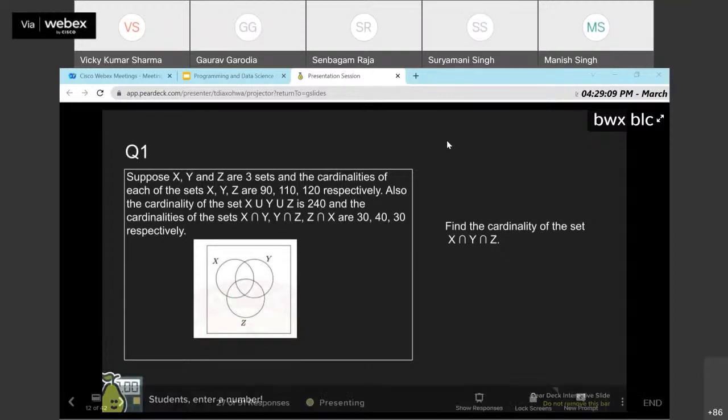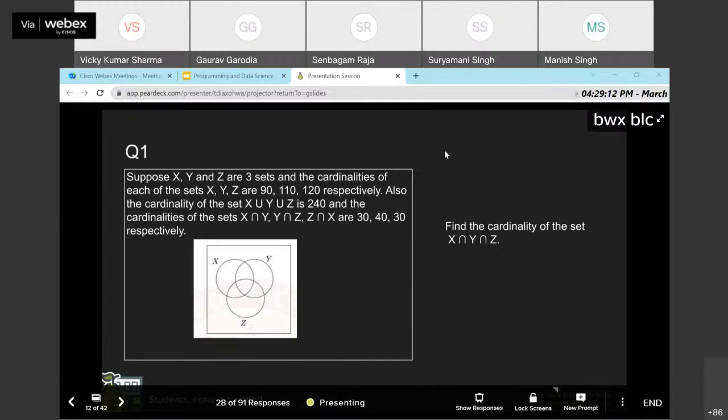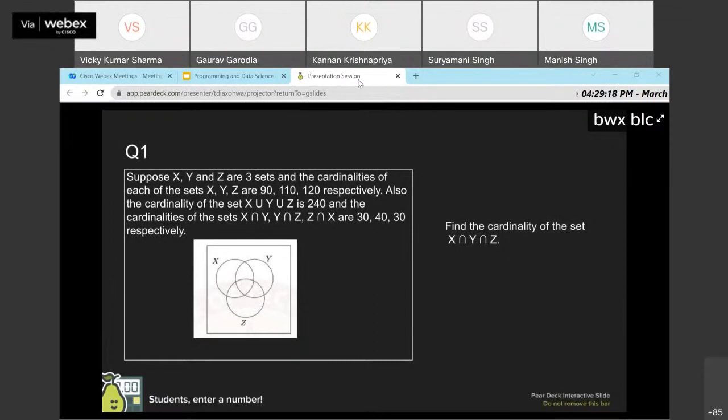Sir, if I just enter the answer, will it be visible for you? Because I don't see any submit here. Yes, yes. Just enter the value. I'll be able to see. Okay.